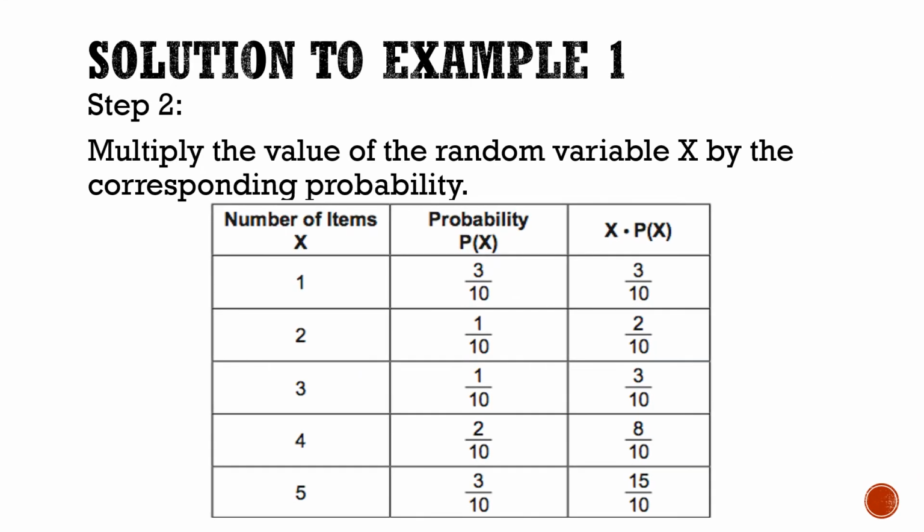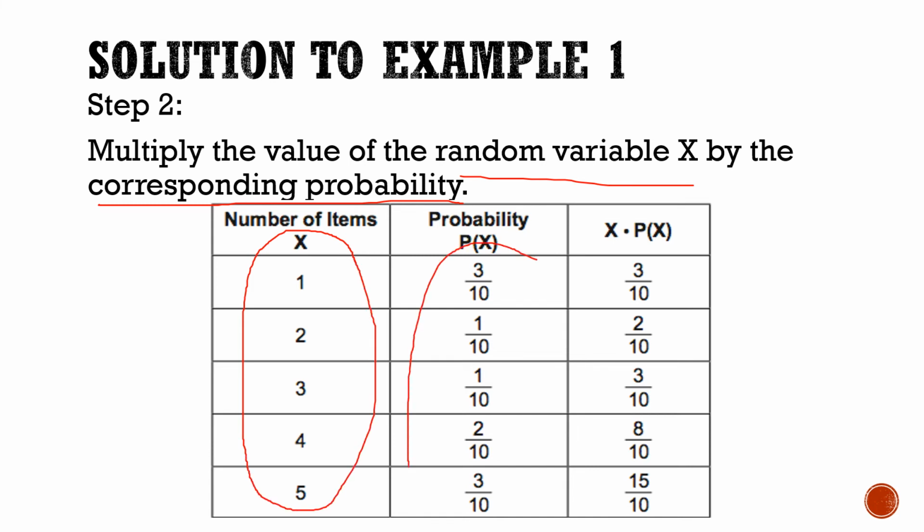So for our step number 2, for our solution to example number 1, we need to multiply the value of the random variable x by the corresponding probability. So again, we are just simply using the first two columns. Your first column here will be 1 to 5. Then their corresponding probabilities are here in your second column.